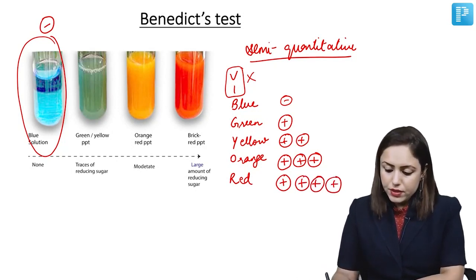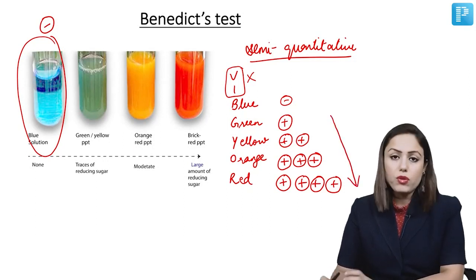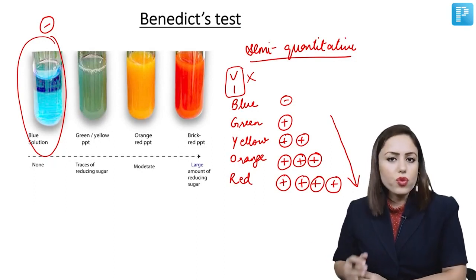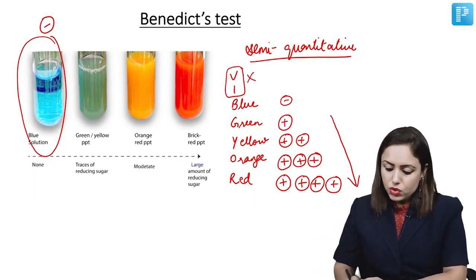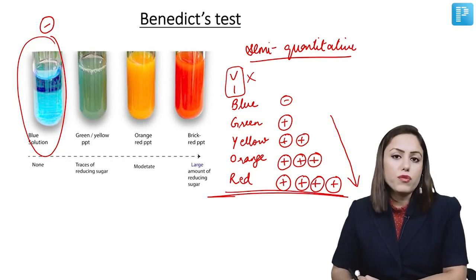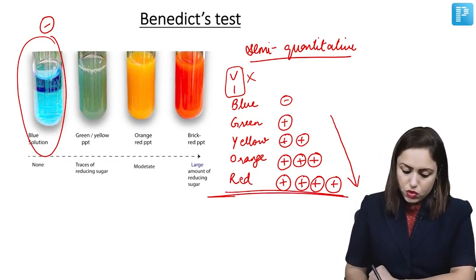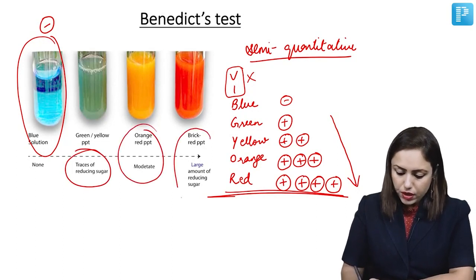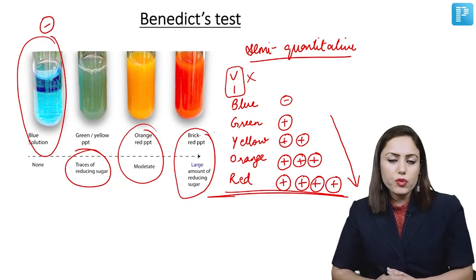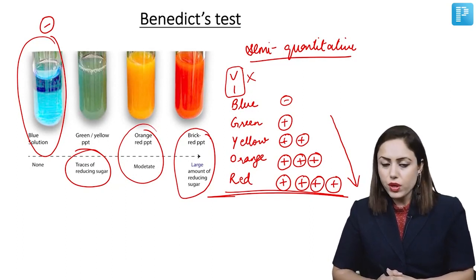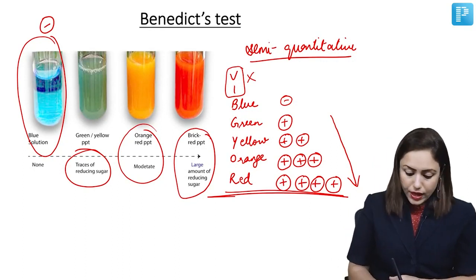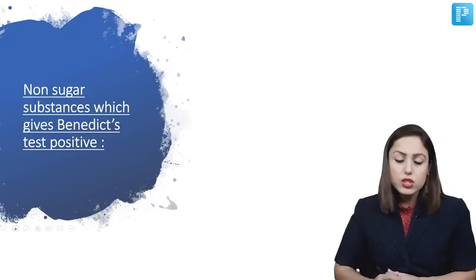So an idea is that the amount of sugar is increasing as the color is increasing in this color spectrum range. Okay, so red means very high amount of sugar is present. So this says traces of sugar, orange says moderate, and brick red precipitate says large amount of sugar present. Okay, so Benedict's test is qualitative as well as semi-quantitative.